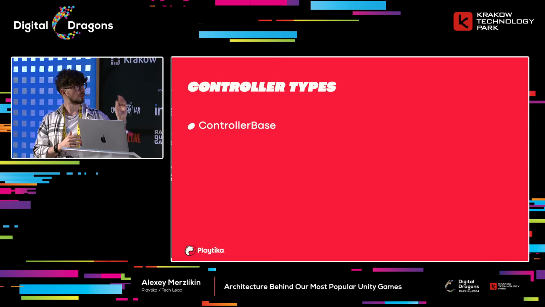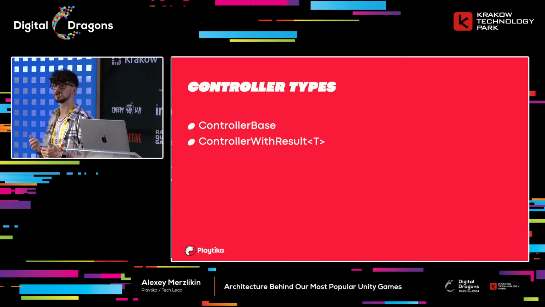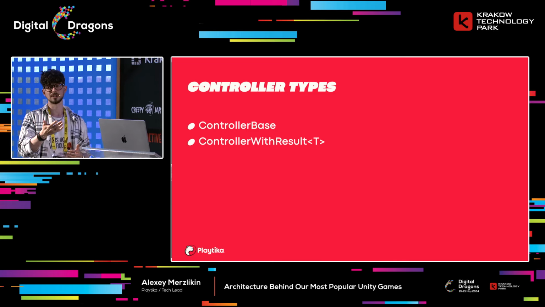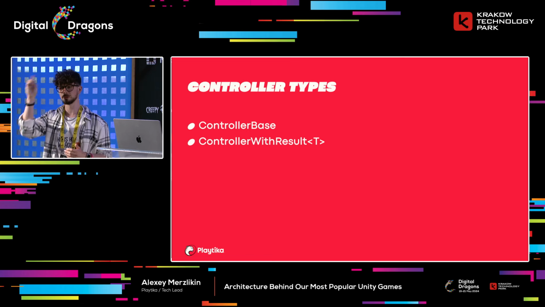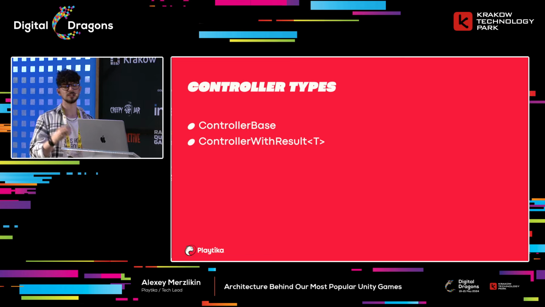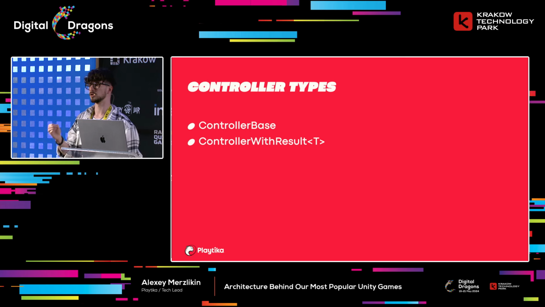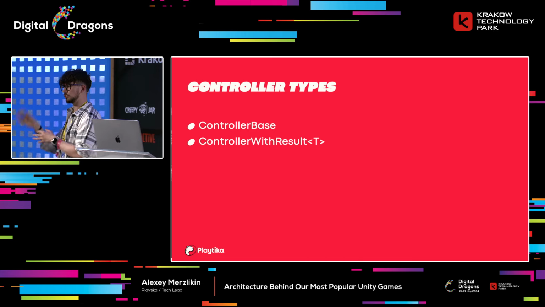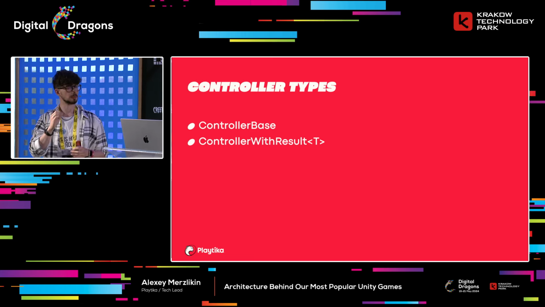And an example of a base controller can be the controller that listens to the event of the player stepping on the special minigame tile. So this controller will be active all the time while its parent board is active. And the second type is a controller with result. It extends the base one and obviously has a result that returns back to the parent when it finishes its job. And as an example of this controller, it can be a login controller that makes a server request and returns the data after that. And when the data is returned, the login controller stops itself.